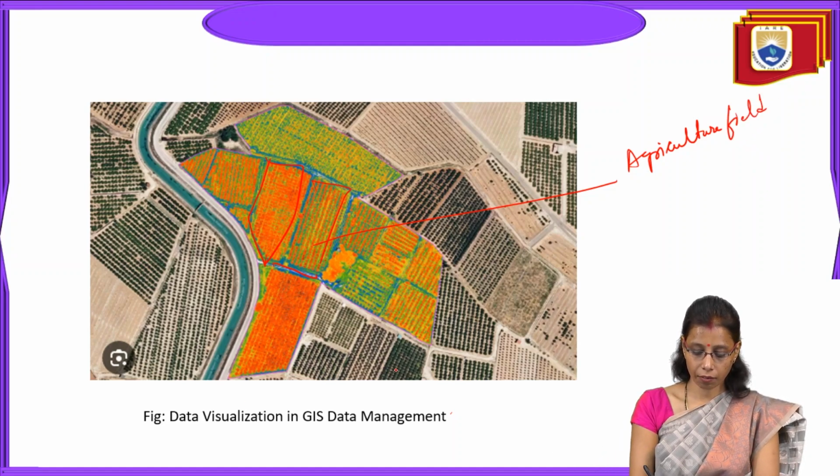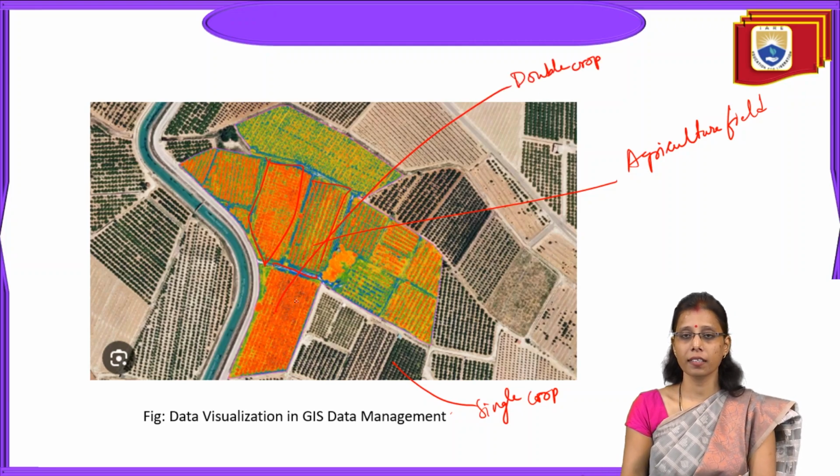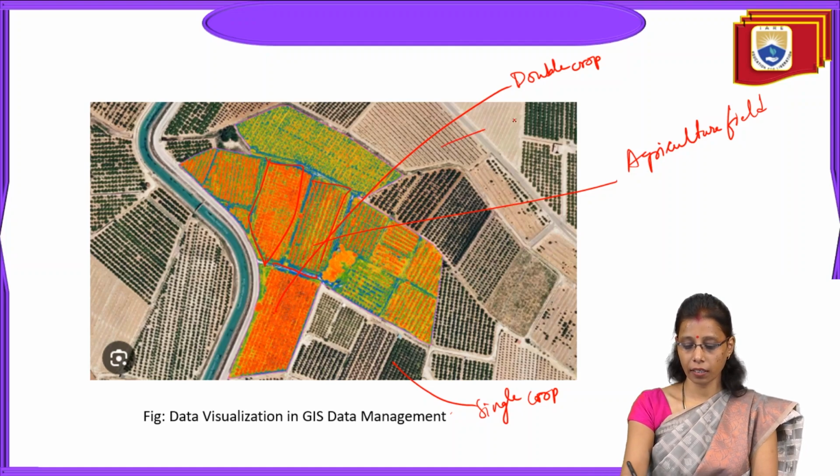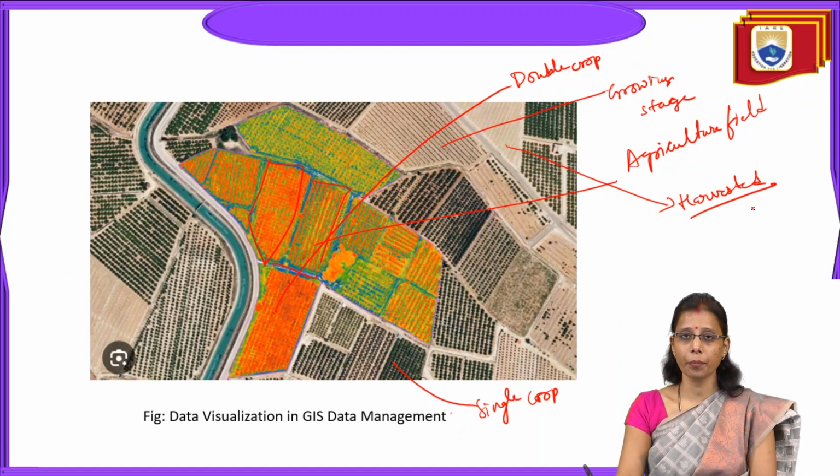Agriculture field. Here we have a single crop because it shows in the green color, and this is the double crop, which shows in the red color in the satellite image. So this, you can say, is in the growing stage. Okay, and this, you can say, is harvested. So this is how we can visualize the data and interpret the data.